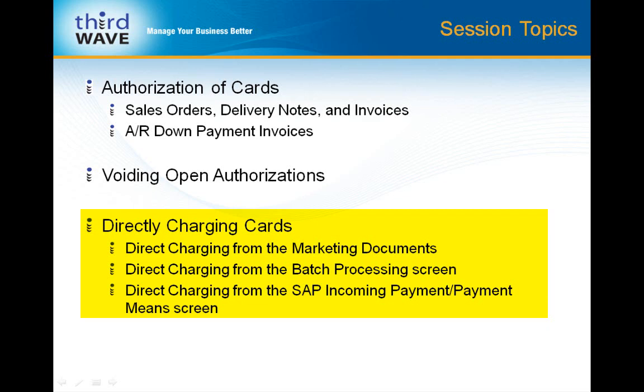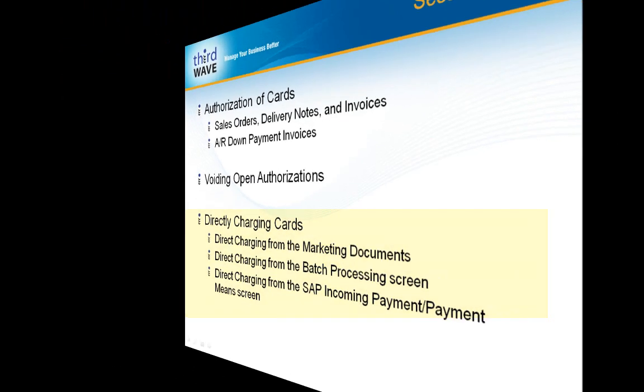There are multiple ways that you can do that, including directly charging from the marketing documents themselves, directly charging from the batch processing screen, which is a custom UI screen in the TWBS credit card processing application, or directly charging from the incoming payment and payment means screens from within SAP Business One.